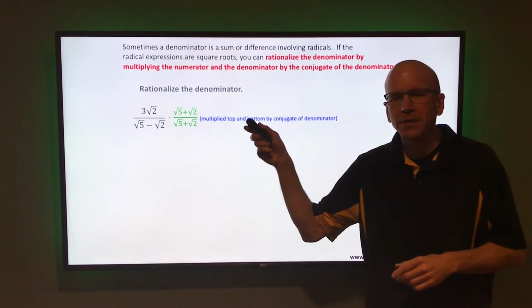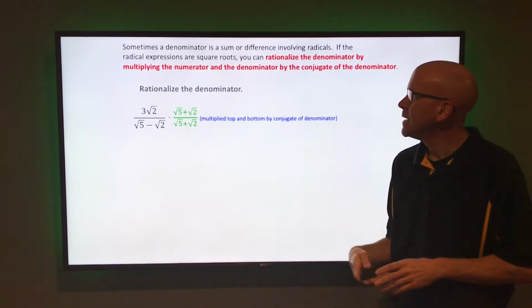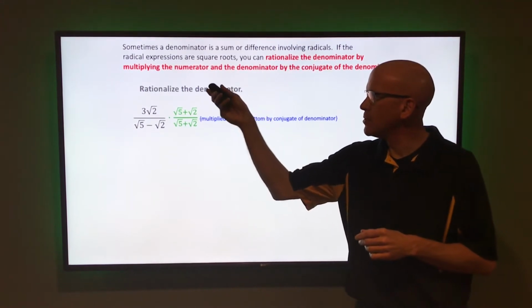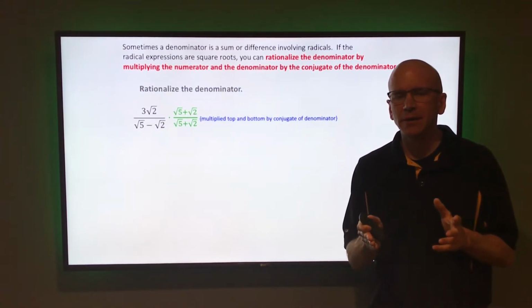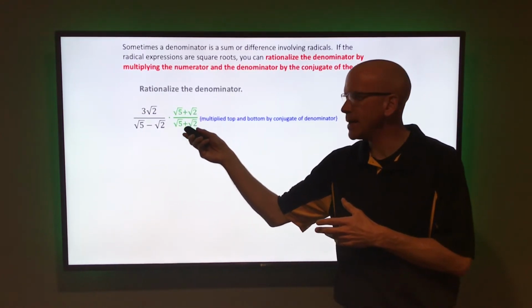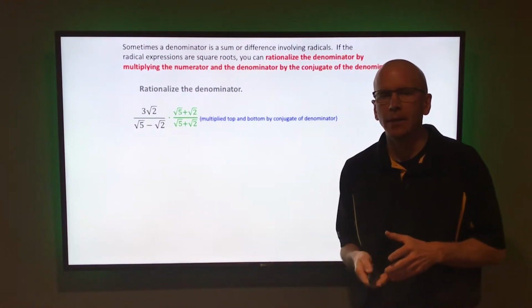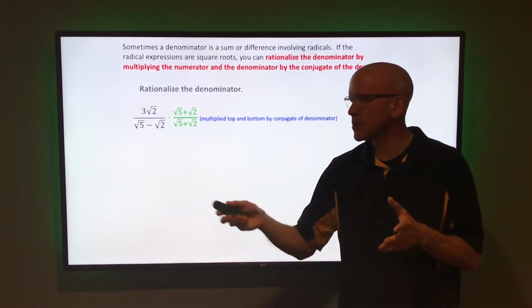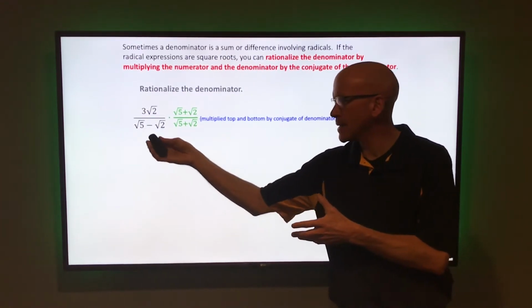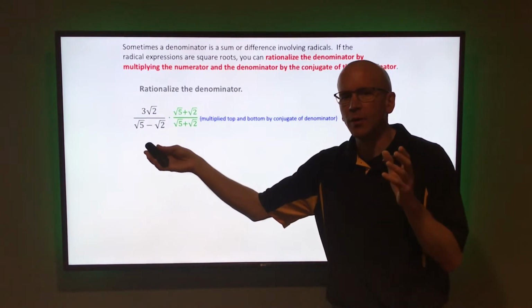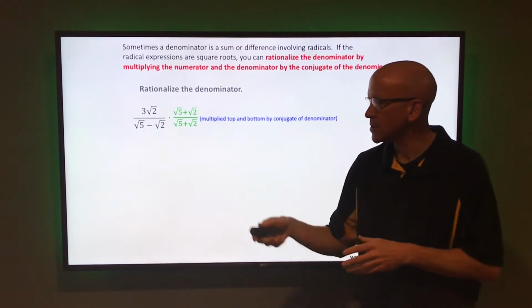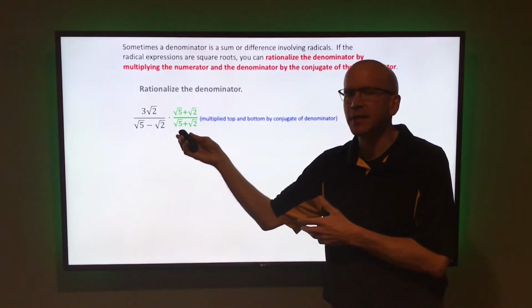Sometimes a denominator is a sum or difference involving radicals. If the radical expressions are square roots, you can rationalize the denominator by multiplying the numerator and denominator by the conjugate of the denominator. So we're going to rationalize that denominator by multiplying numerator and denominator, again, by the conjugate of the denominator. Remember, for something to be simplified, you cannot be left with a radical sign in the denominator. So you need to rationalize that denominator, make that denominator into a rational number, and the only way to do that is to multiply the top and bottom by the conjugate of the denominator, which is the same thing as the denominator, just a different sign between the terms.